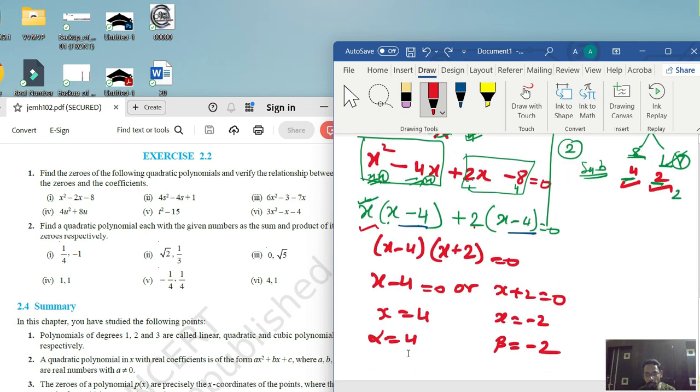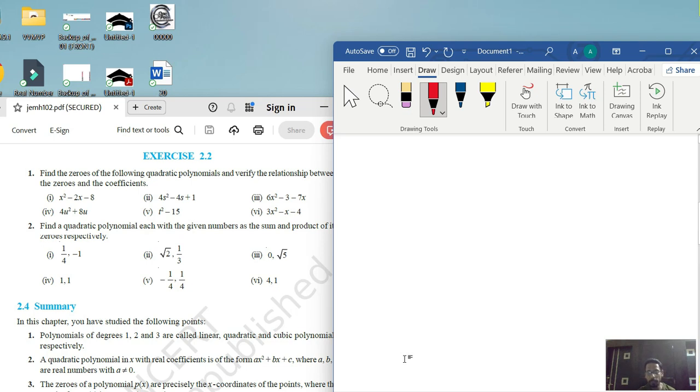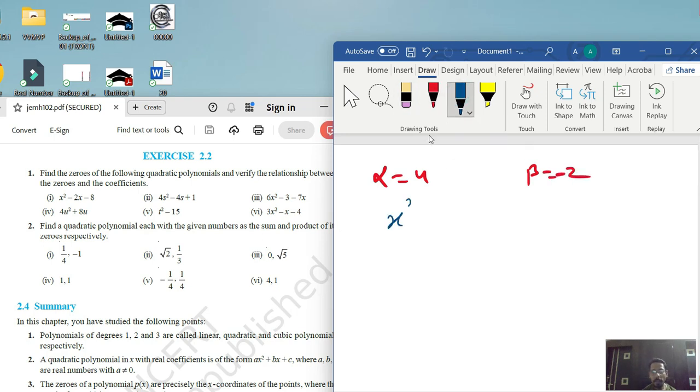What we got here? x is equal to 4, alpha is equal to 4, beta is equal to minus 2. Now again, let me write the equation: x square minus 2x minus 8 equal to 0.